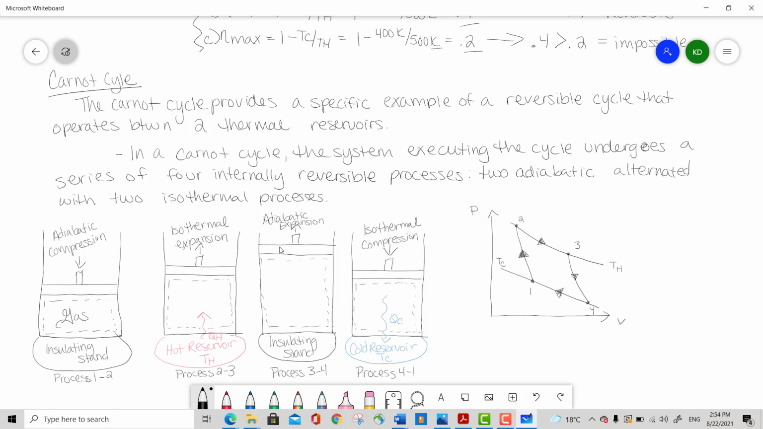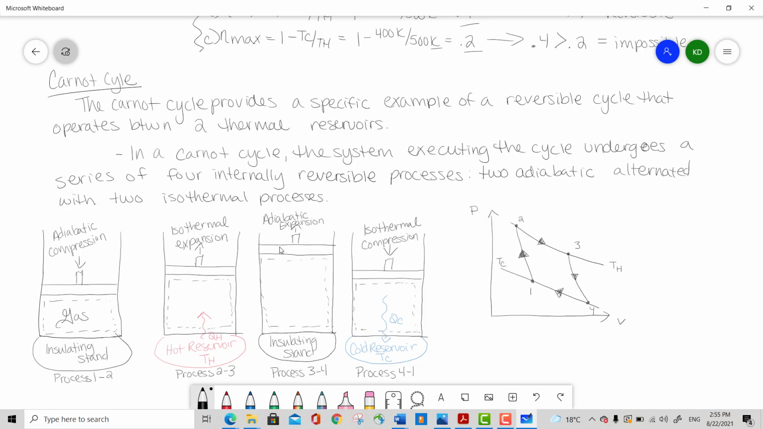So here's the schematic drawn of a piston cylinder, gas in a piston cylinder executing a Carnot cycle. So what you have is this gas, that is the adiabatic compression, and underneath it is the insulating stand. So that's where we have Q equal to 0. And then we have this isothermal expansion, and we're having some heat transfer coming in from the hot reservoir underneath.